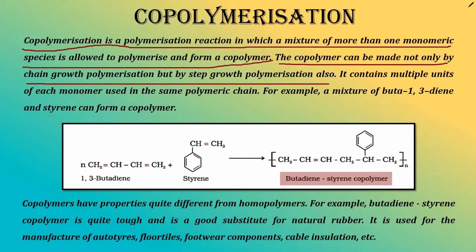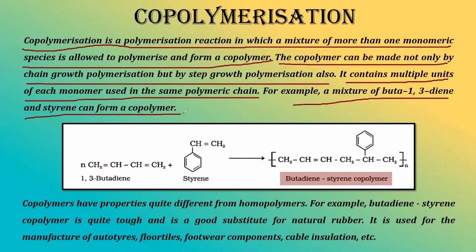Okay, now it contains multiple units of each monomer used in the same polymeric chain. For example, a mixture of butadiene and styrene can form a copolymer. So this is butadiene, this is styrene, this is their polymer, right? Now copolymers have properties quite different from homopolymers. We have not seen what homopolymers are yet. We'll see it in the next slide, I guess.